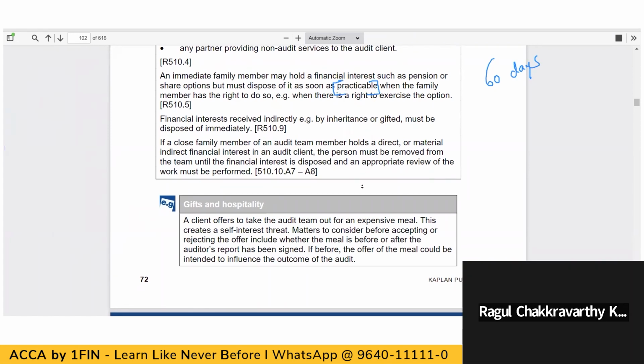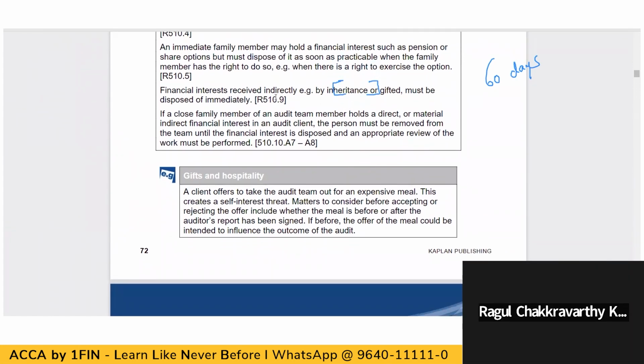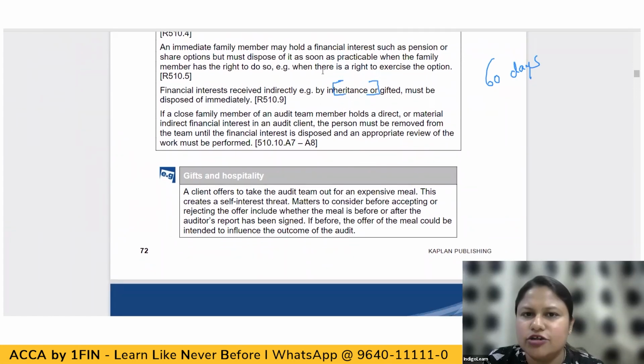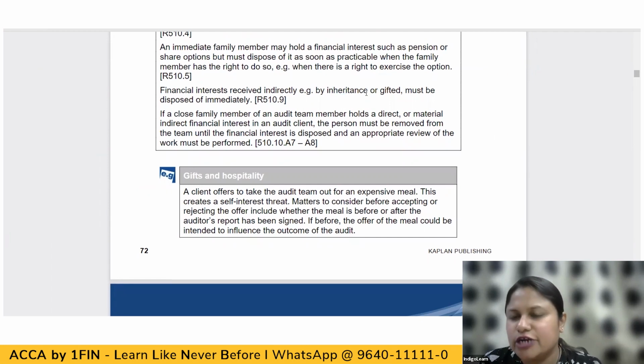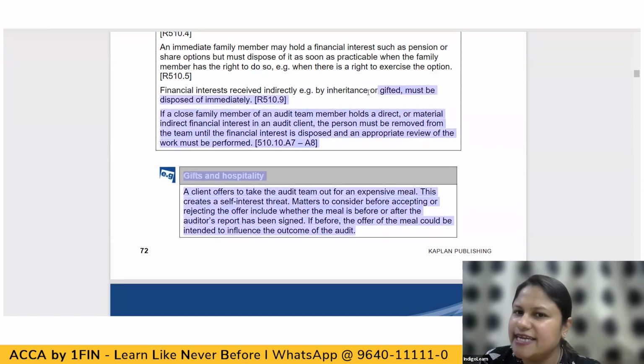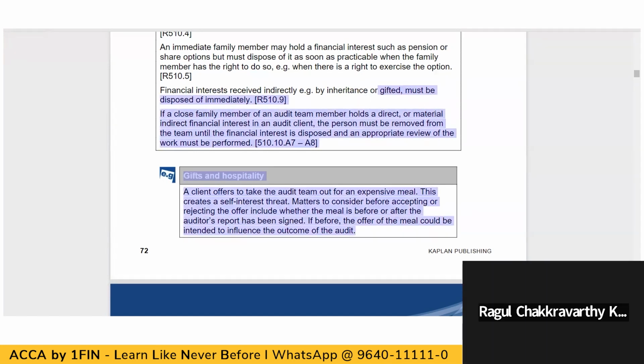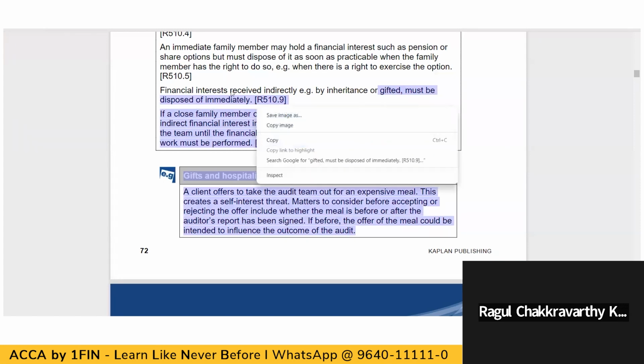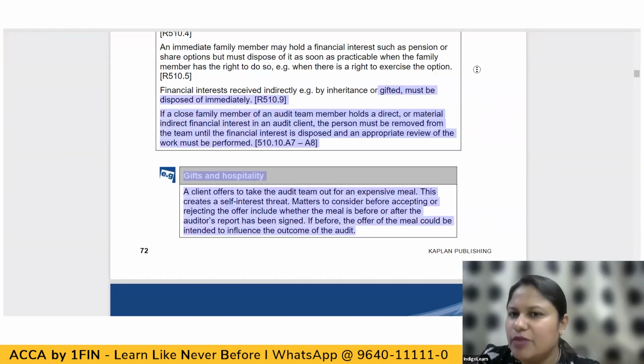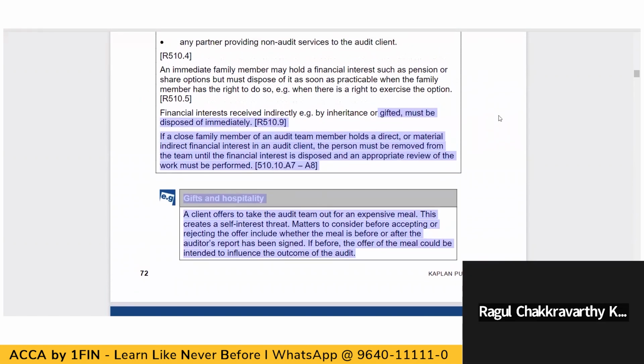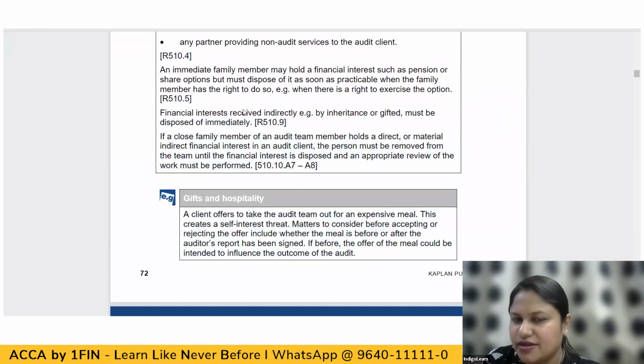Then, a financial interest may be received indirectly also, that is, by inheritance. There could be a shareholder of the company who has named you as a nominee. On the death of the shareholder, by inheritance, you could become the holder of the shares. Even in that case, you are required to dispose of the shares. You cannot hold them. Or maybe you are a legal representative of the shareholder. In all those cases, we call it inheritance or gifted.